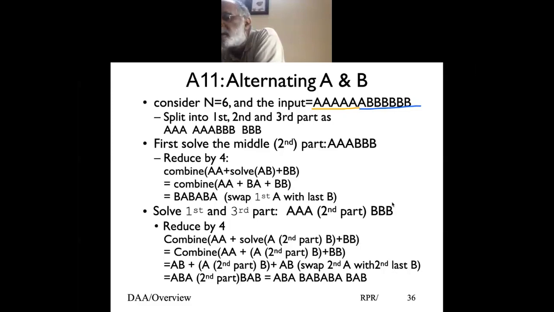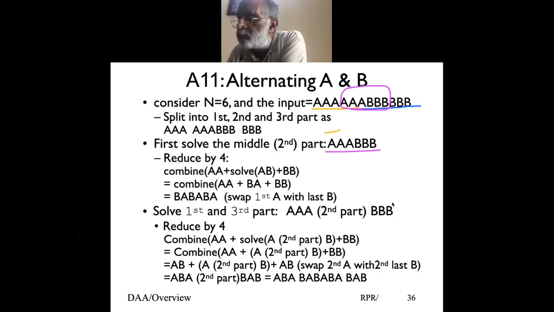I want to solve my middle part first. So let me take the middle part problem as this: A, B, A, B. I remove these two parts, solve a smaller problem, and this means AB becomes BA. Now this A needs to go here, this A needs to go here, and this B needs to come here. My problem basically becomes BA, BA, BA.